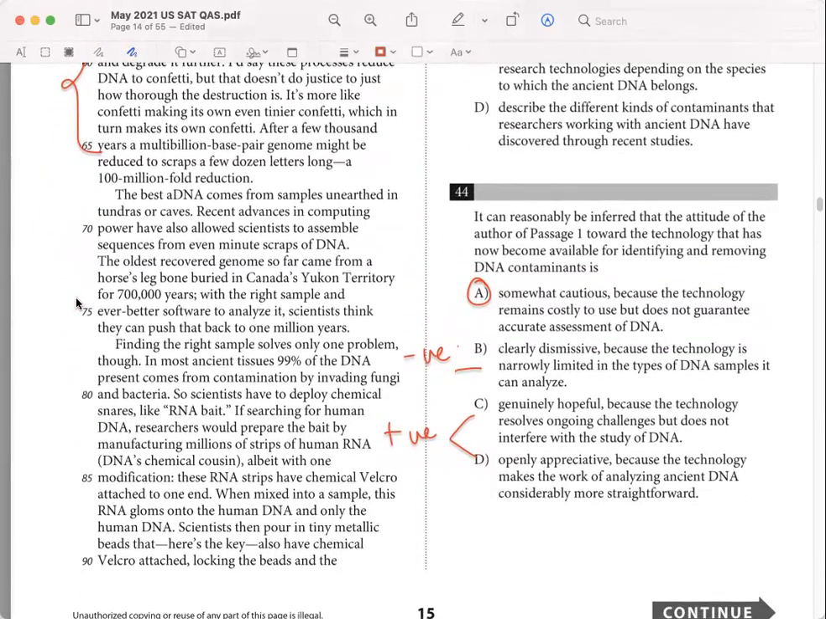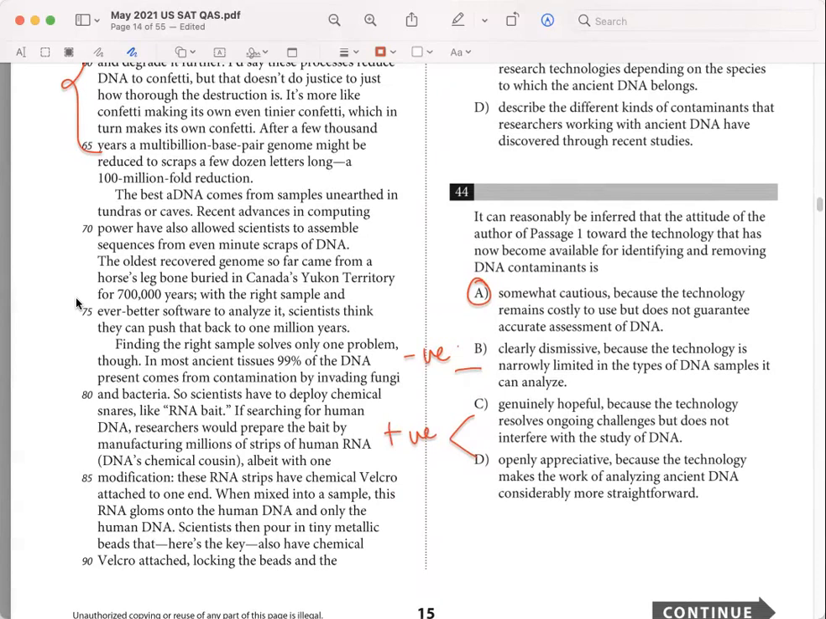The best aDNA comes from samples unearthed in tundras or caves. Recent advances in computing power have also allowed scientists to assemble sequences from even minute scraps of DNA. The oldest recovered genome so far came from a horse's leg bone buried in Canada's Yukon Territory for 700,000 years.